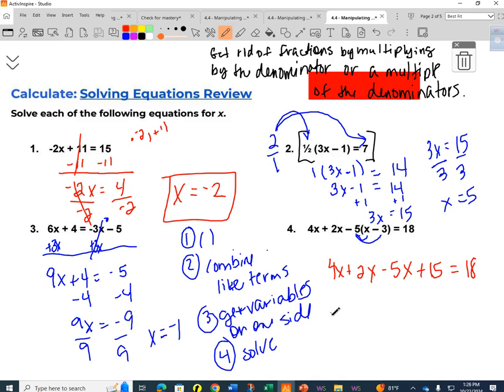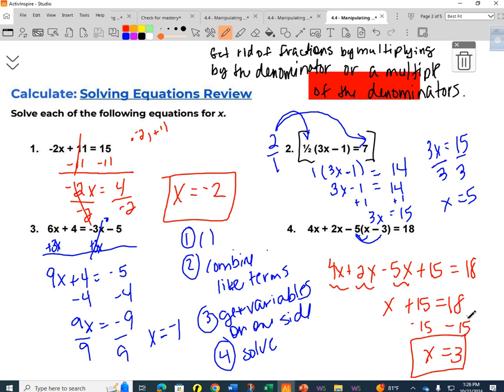Okay, so here, we're looking through, we don't have that problem. We have a bunch of like terms here, only x's. 4x plus 2x is 6x minus 5x. I've combined all those like terms to x. Plus 15 equals 18. I didn't have anything to combine my constant with. Now I'm going to undo the adding 15 by subtracting 15. And now I've solved my equation, x equals 3.